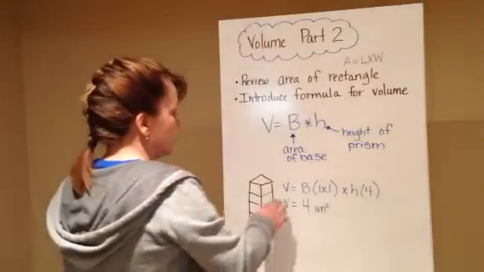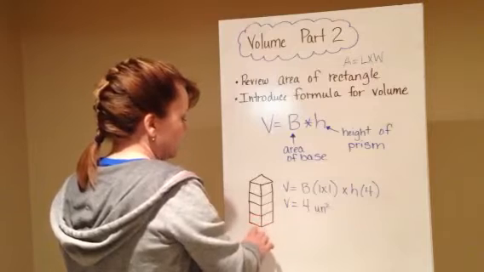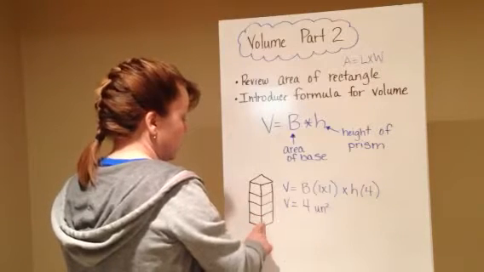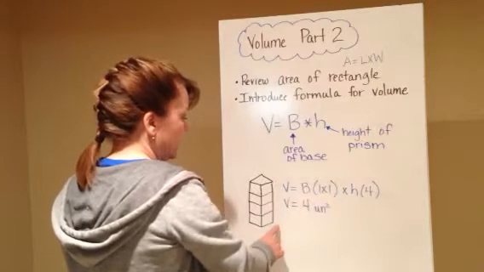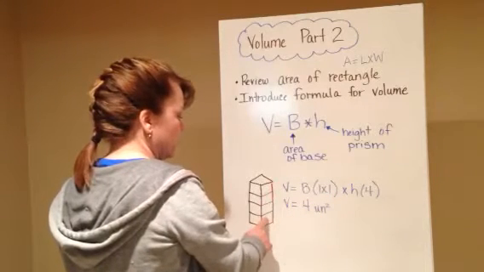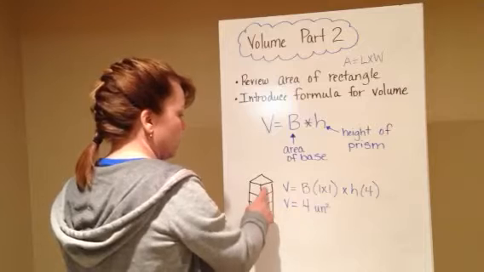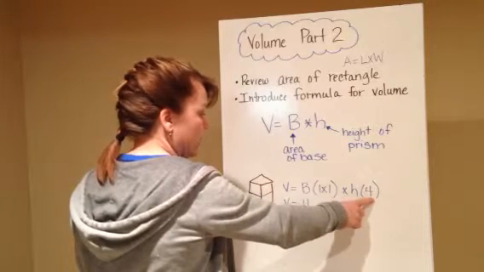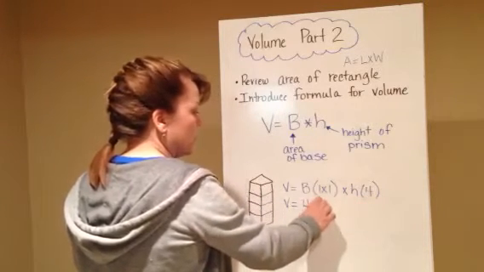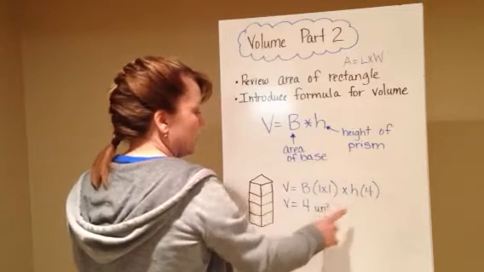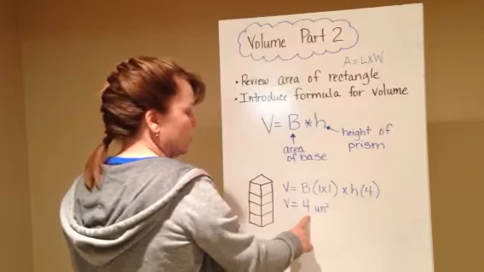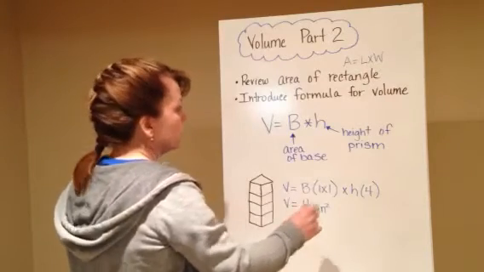So again, I took my base, which was 1 by 1, length times width. That's where I got that from. And I took my height, which was 4. That's where that number came from. Then I multiplied 1 times 1, which is 1, times 4. And that's how I came up with 4 units cubed. Okay?